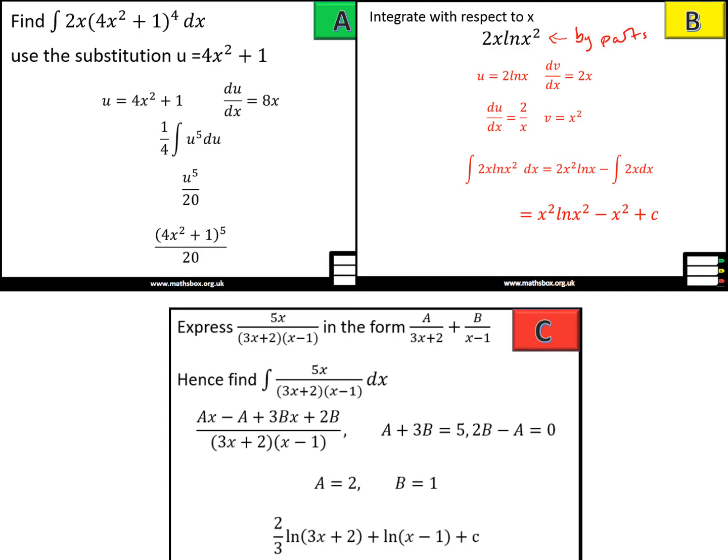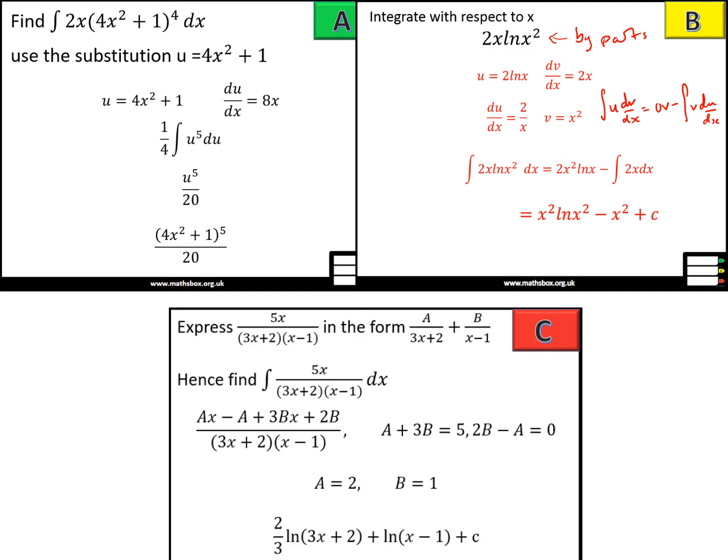Now the formula for by parts is in your formula booklet. It's like this. Okay, so you need to pick whichever one is u and whichever one is dv by dx. In the lesson of by parts, I said to you that u is the one that you're differentiating.